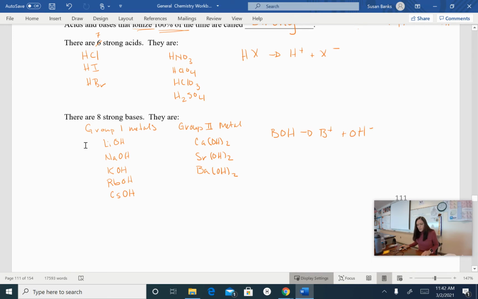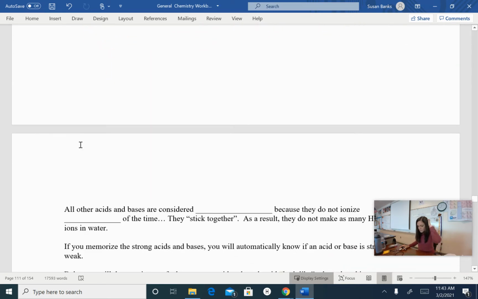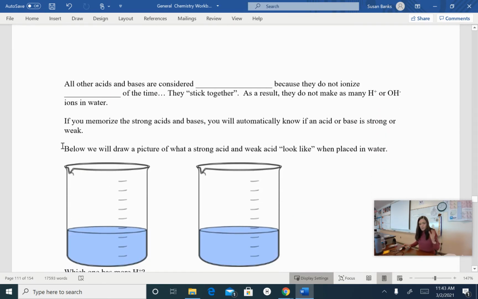Okay? So, moving on. All other acids and bases are considered weak because they do not ionize 100% of the time. They actually stick together. So, instead of breaking apart into their ions, they actually stick together. As a result, they don't make very many hydrogen or hydroxides.